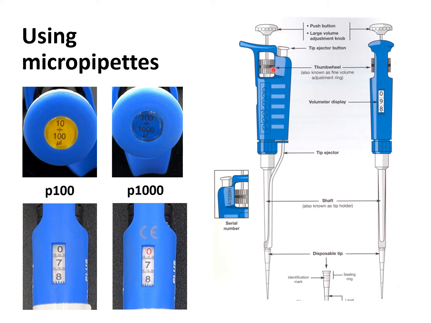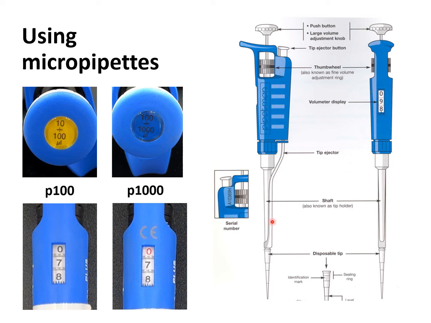Or to adjust the volume, you can rotate this thumb wheel right here. Now, how would you know what volume you're adjusting to? There's usually a window right here, and within that window, you can see it displays the volume that you are setting it for. So to change that volume, either rotate that push button up here or rotate that thumb wheel down here, and you can adjust the volume this way.